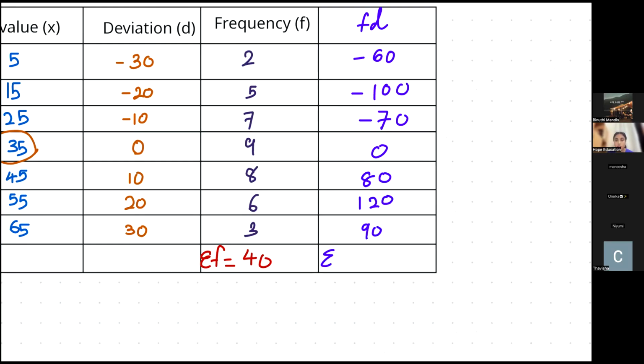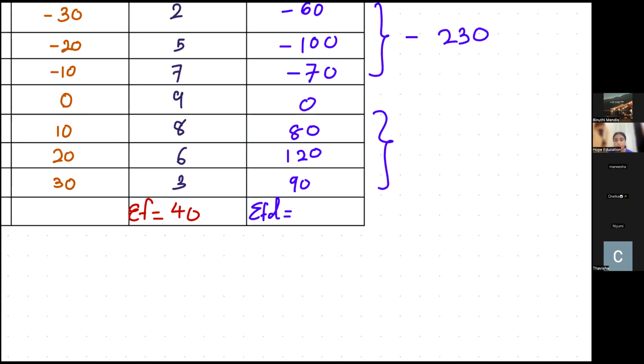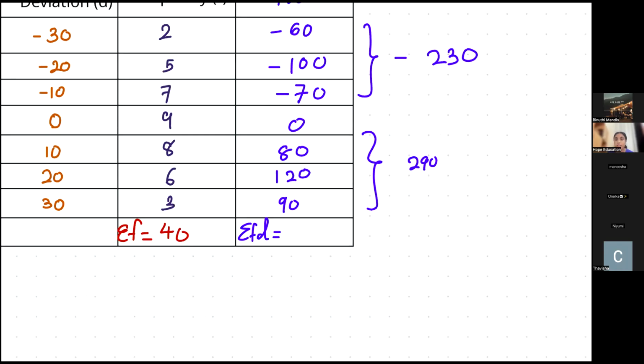Now we need to find sigma FD. When we add the negatives, we get minus 230. Then for the positives, 80 plus 120 plus 90 gives 290. So here we have minus 230 plus 290. That gives us the answer plus 60.